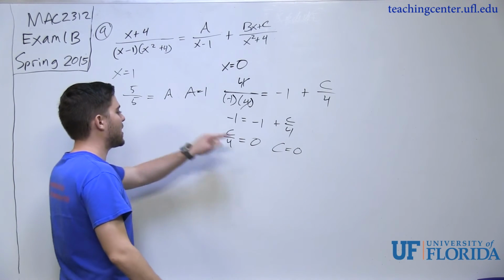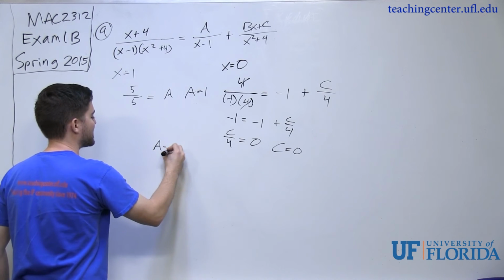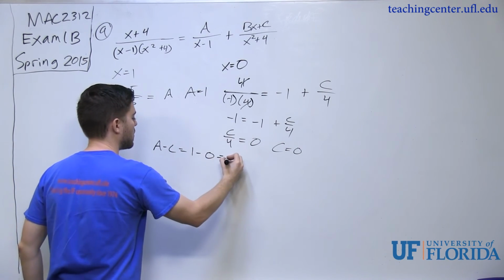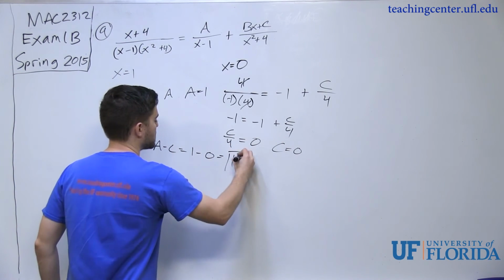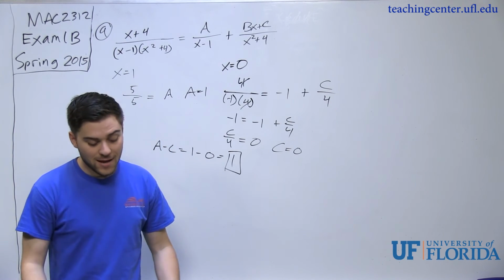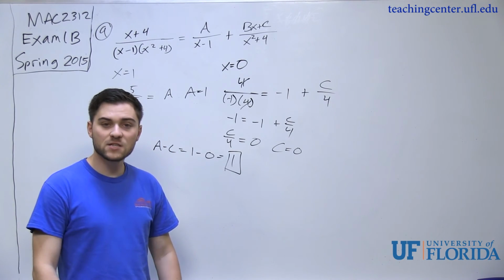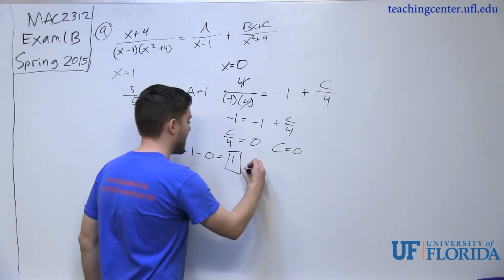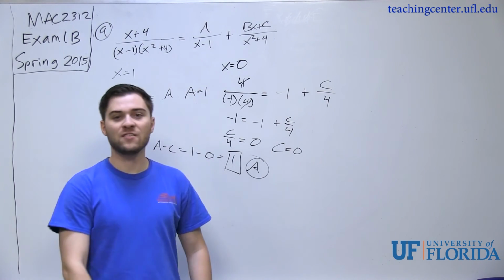So now I know a and I know c. Well, a minus c is equal to 1 minus 0, which is equal to 1. So the final answer should be 1. And in this case, if I look at my responses, a is equal to 1. So a is the correct answer for number 9.